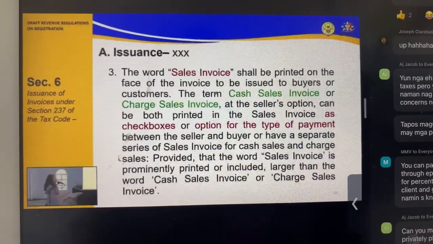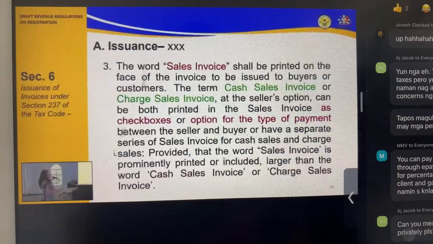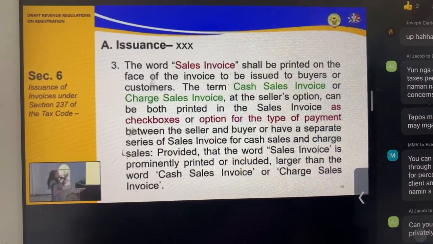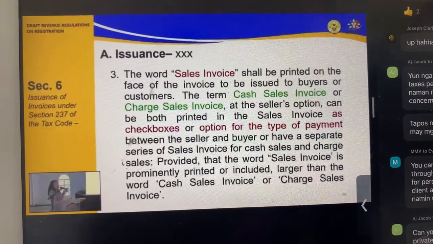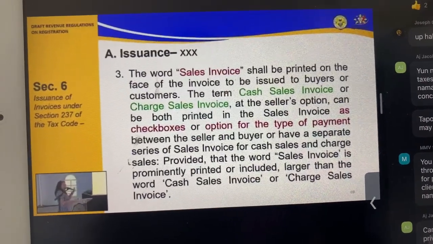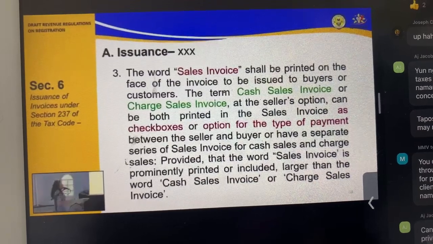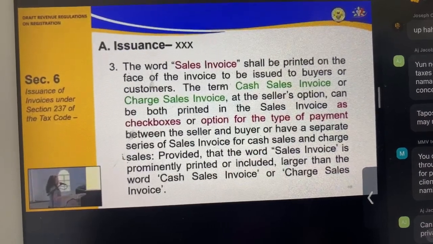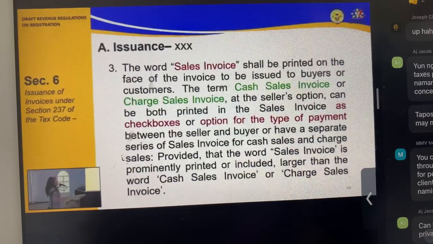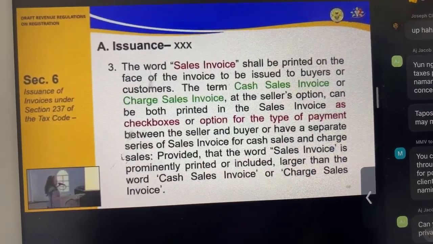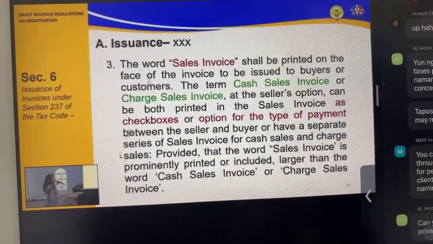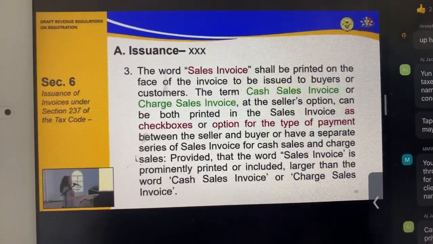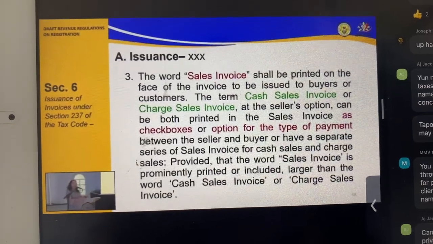Now, the word sales invoice shall be printed on the face. Ito pong provision na to, nung binabasa ko siya, medyo meron akong konting kailangang baguhin sa pagkaka-English. But just the same, ipapakita ko na lang din po sa inyo. Okay? The word sales invoice shall be printed on the face of the invoice to be issued to buyers or customers. The term cash sales invoice or charge invoice at the seller's option can be both printed in sales invoice as checkboxes or option for type of payment between the seller and buyer and or a separate series for cash sales and charge. Okay. Para po hindi masyadong mahaba, ganito lang ang kwento niya.